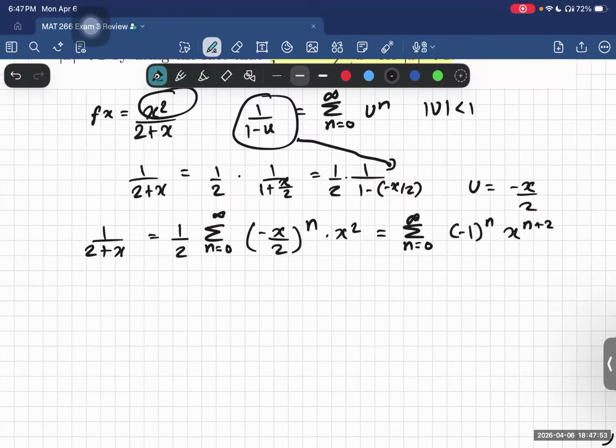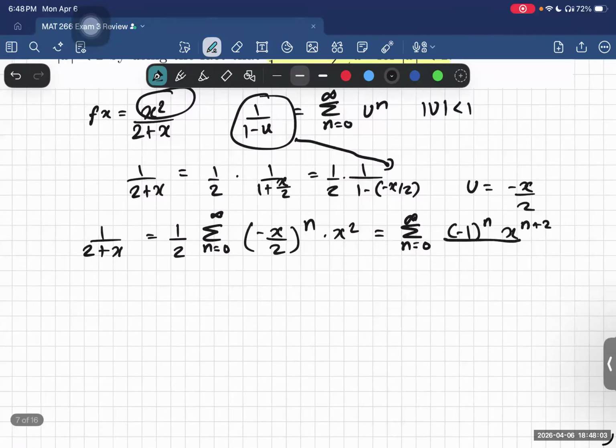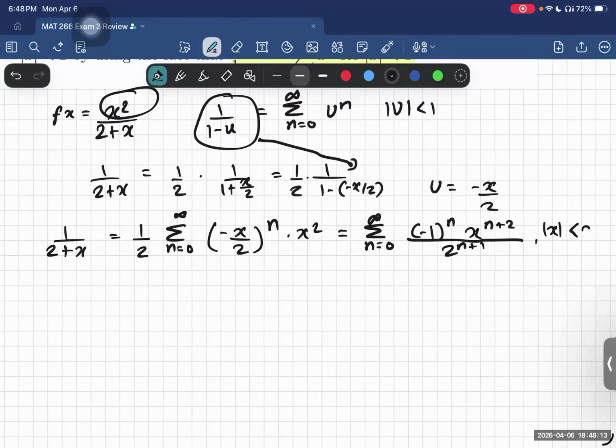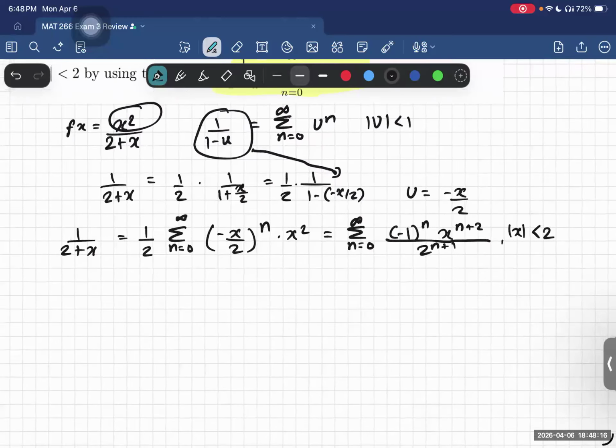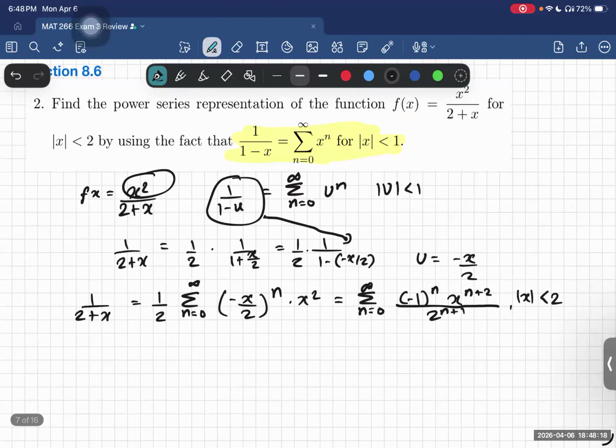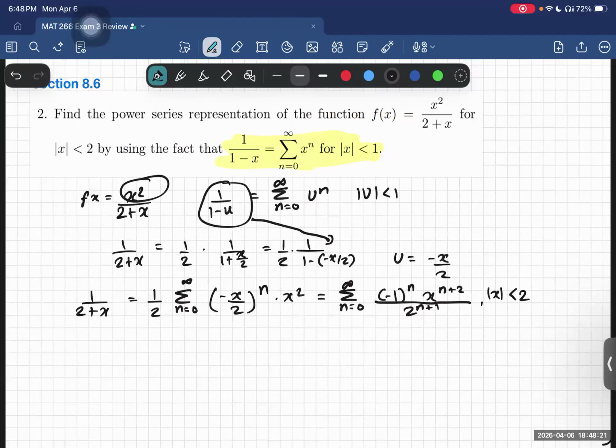These are some indices rules or exponent rules, you may say. If the base is the same and we multiply, the exponents just get added, divided by 2 raised to n plus 1. And here, we know that the absolute value of x is less than 2, which was given to us. So that's it. This is the only thing that you have to do. This is my power series right here. This was the only thing that they asked. Any questions about this?